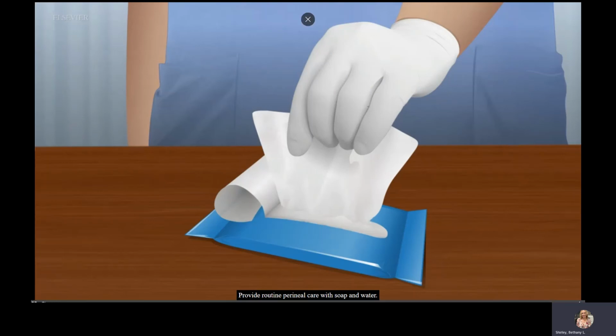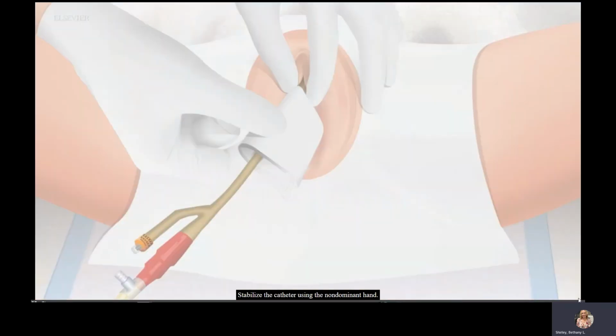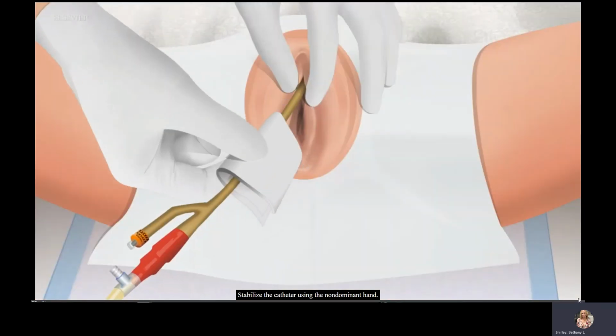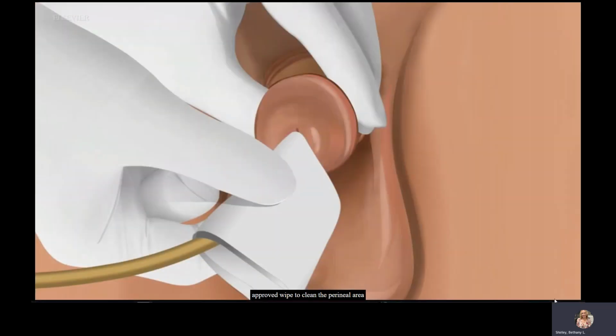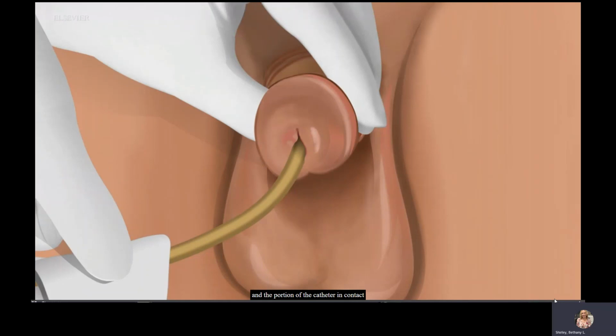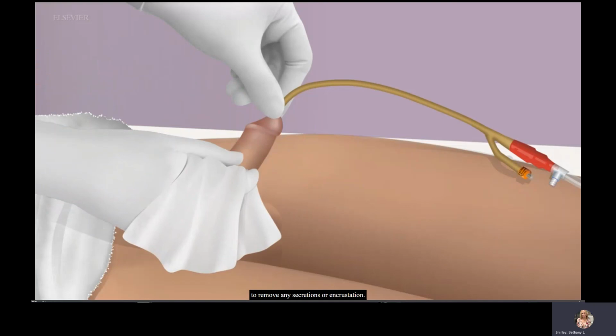Provide routine perineal care with soap and water. Application of topical antimicrobial agents is not recommended. Stabilize the catheter using the non-dominant hand. Use a clean washcloth or prepackaged approved wipe to clean the perineal area and the portion of the catheter in contact with the perineum or meatus. Cleanse away from the meatus to remove any secretions or incrustation.